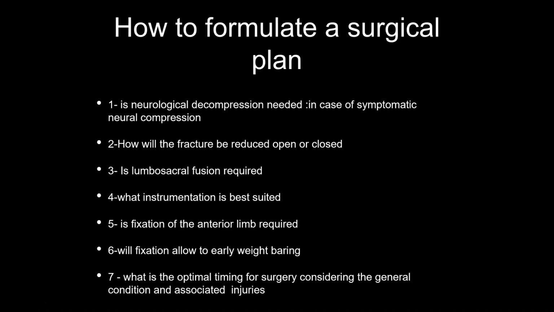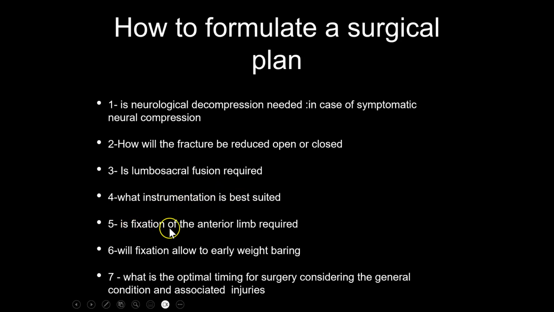So, how to formulate a surgical plan? You ask yourself several questions. Is neurological decompression needed in case of symptomatic neural compression? And how will the fracture be reduced, open or closed? Because the sacrum is superficial, you can reduce it closed. Is lumbosacral fusion required? Is there injury of the sacroiliac joint or the transverse process of L5 needing fusion? And what instrumentation is best suited, whether it is open or closed?